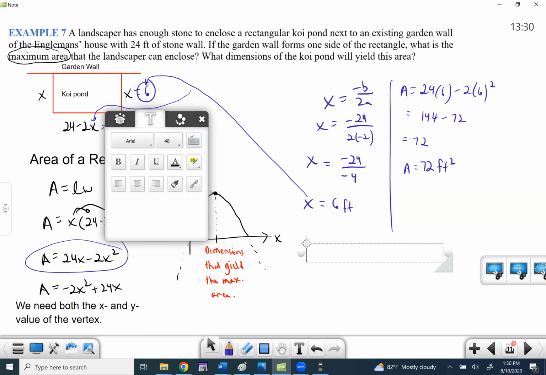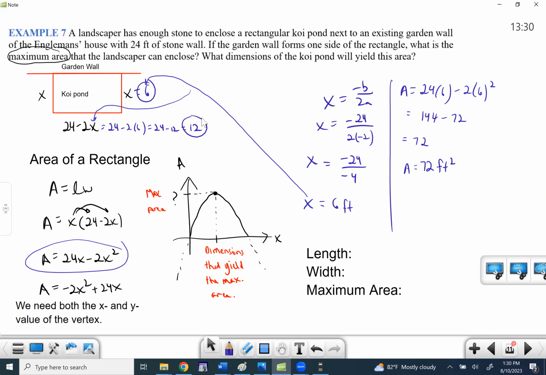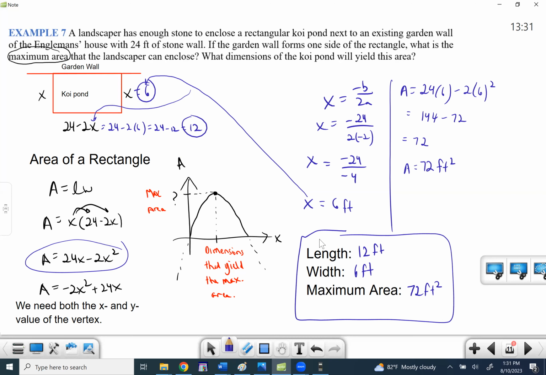All right, so the length, the width, and the maximum area are the things that we need or that we found. So let's go ahead and substitute them in. We know that the length or width, whatever, it's arbitrary here, is 12 feet. The width is going to be 6 feet, and the maximum area would be 72 square feet. Cool. Another problem showing us why we would care about finding things like the vertex.